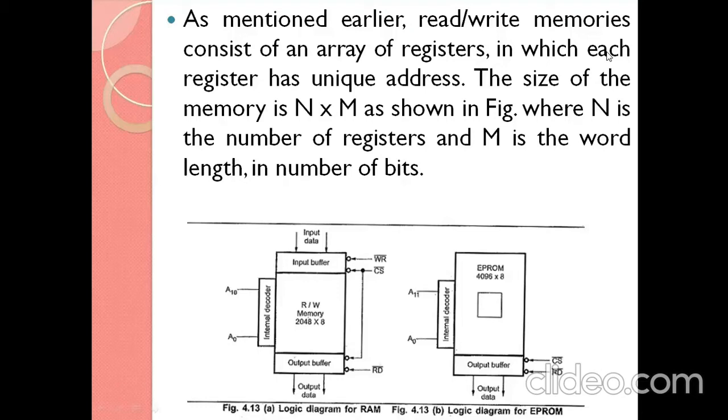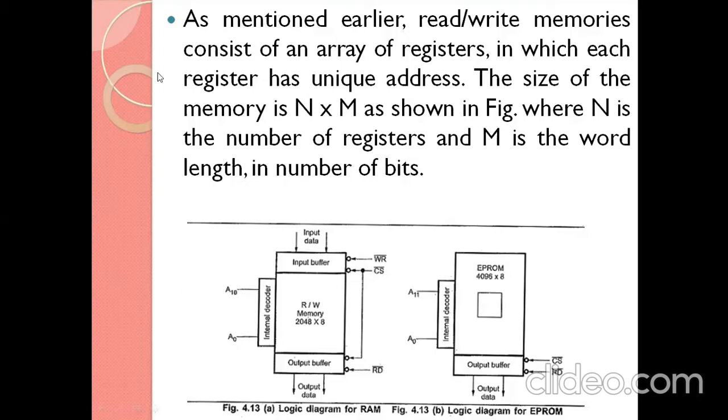CS is used to select the chip. It is used to select the RAM or ROM or EEPROM, etc. In the EEPROM, only the read signal is available. But in RAM, read and write are available.